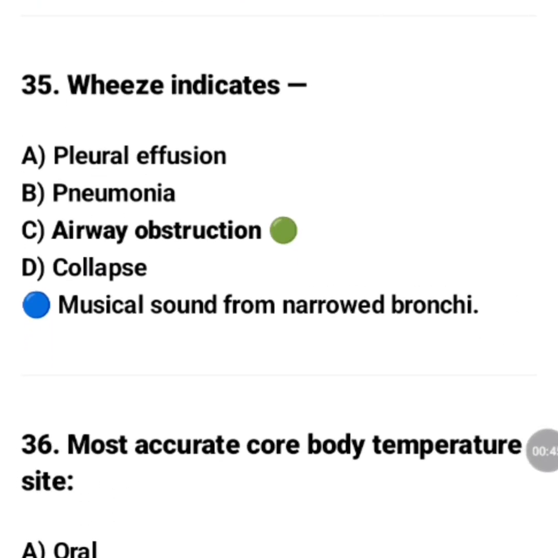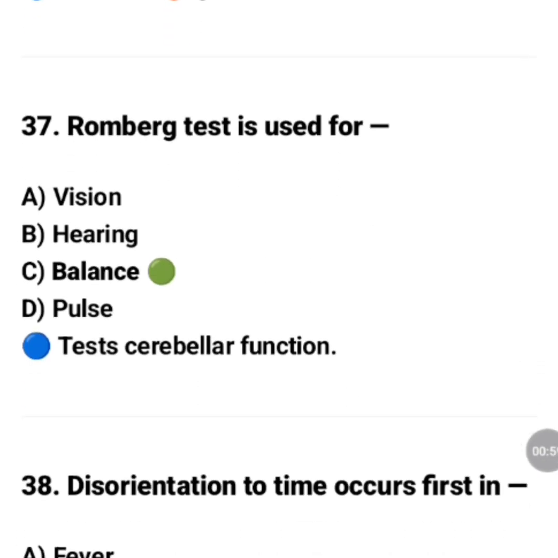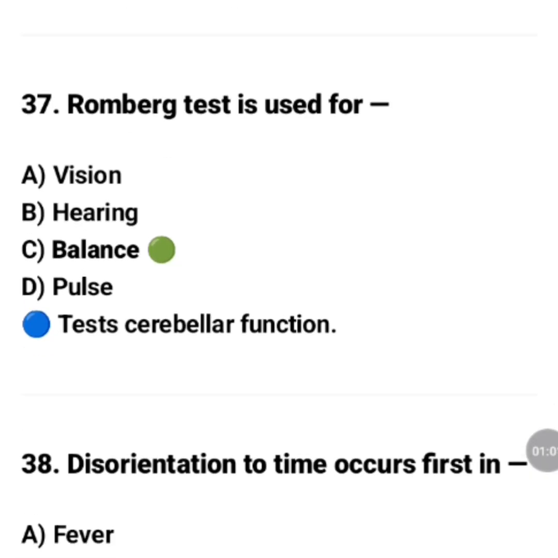Wheeze indicates. The correct answer is option C, airway obstruction. Musical sound from narrowed bronchi. Most accurate core body temperature site. The correct answer is option D, rectal, a good standard body temperature site. Romberg test is used for. The correct answer is option C, balance.